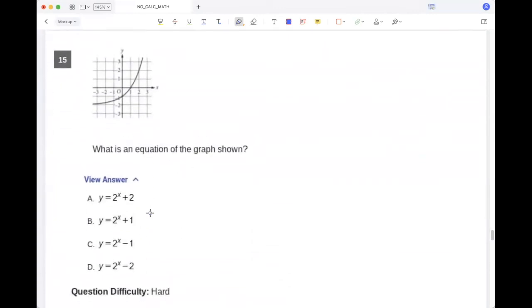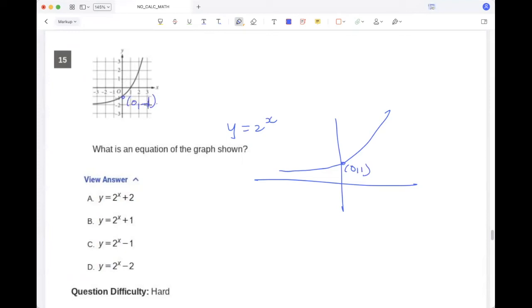What is an equation of the graph shown? Okay, so we are basically looking at y is 2 to the power x and then making some changes to that. So y is equal to 2 to the power x will look like this, and the y-intercept will be 0, 1. And here you can see that the y-intercept is 0, negative 1, which means that I have moved the graph of y is 2 to the power x 2 units down, right? Because from here, I have brought it to 0, negative 1. So it will be 2 to the power x minus 2. So option D.